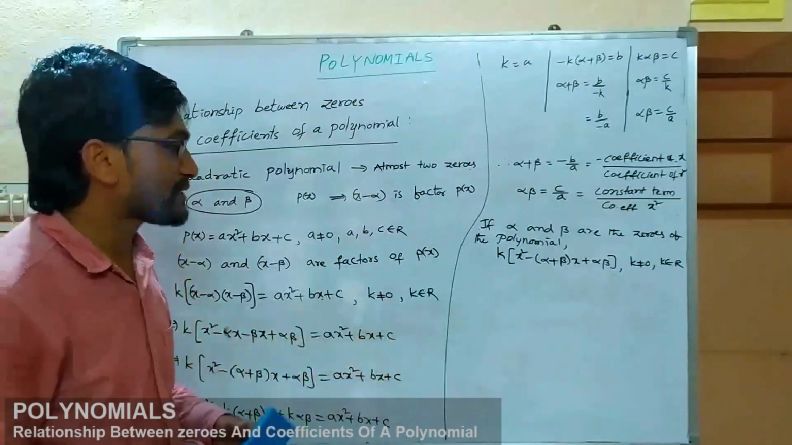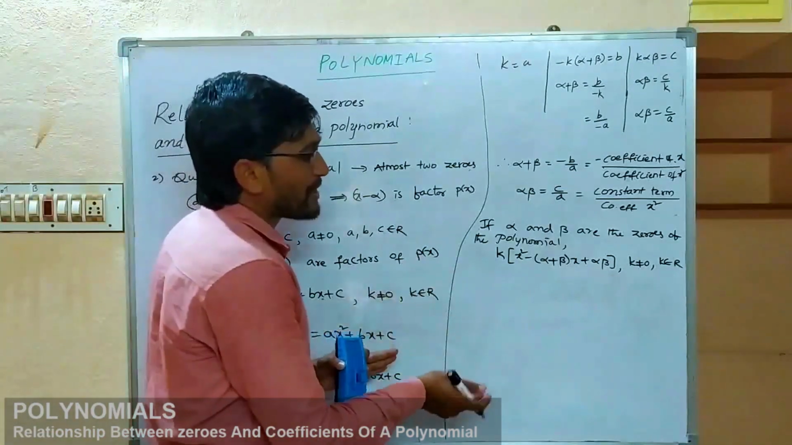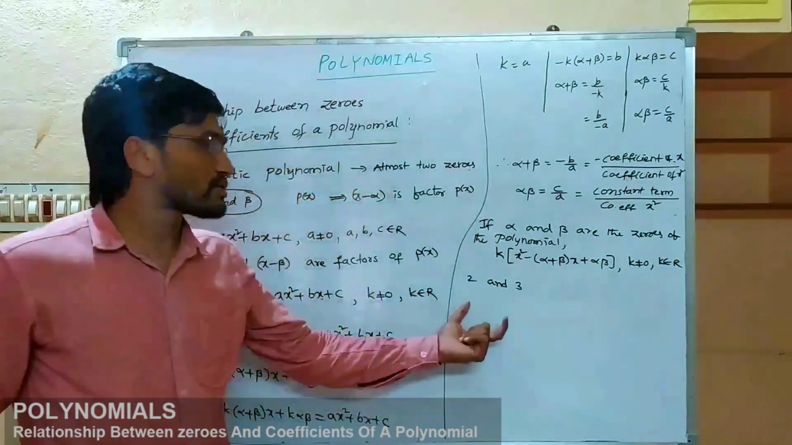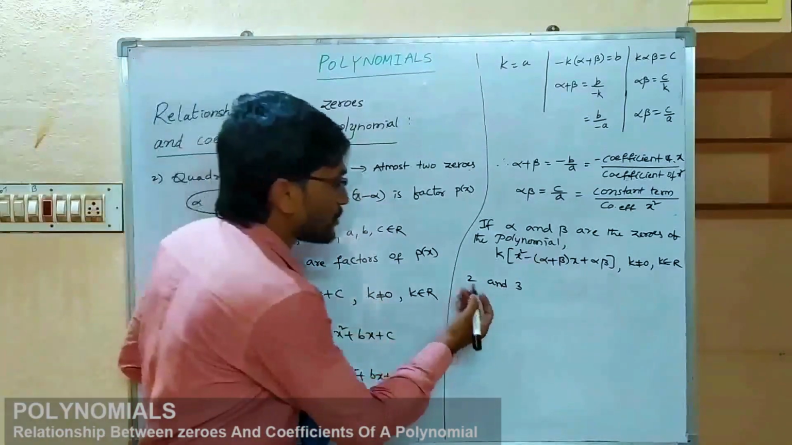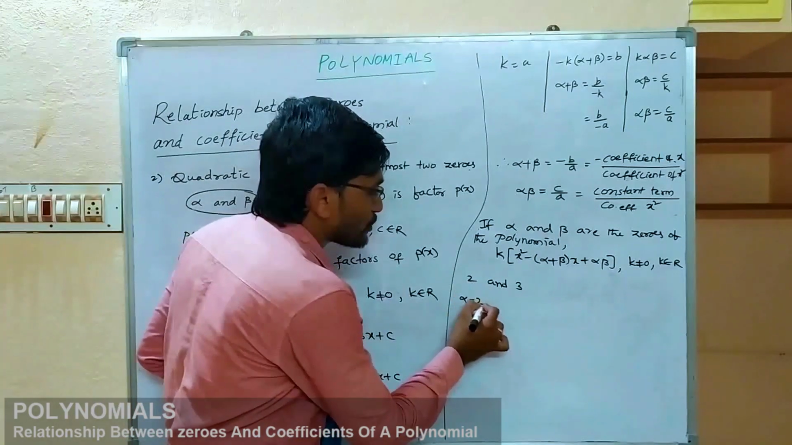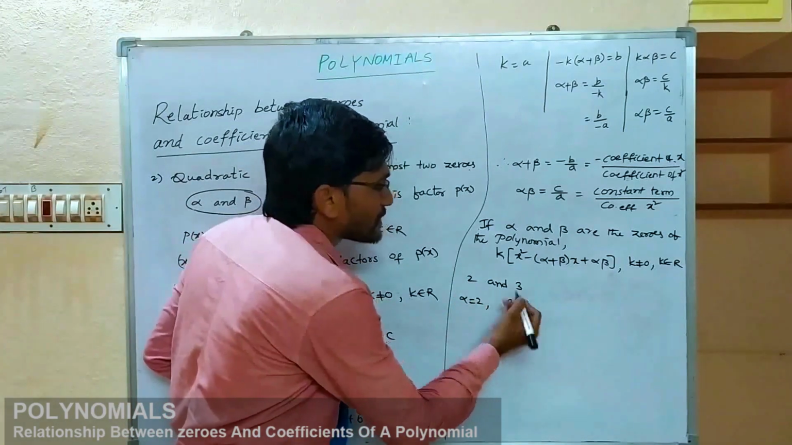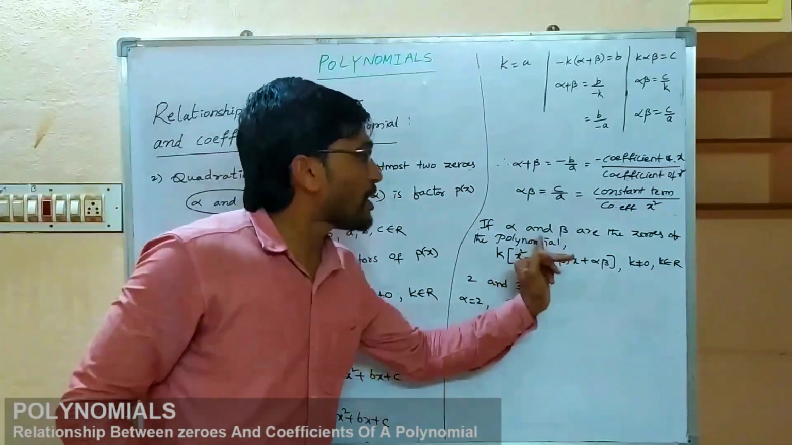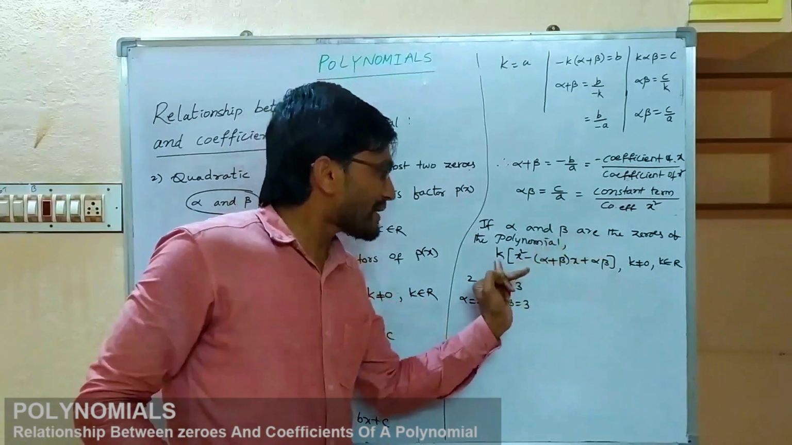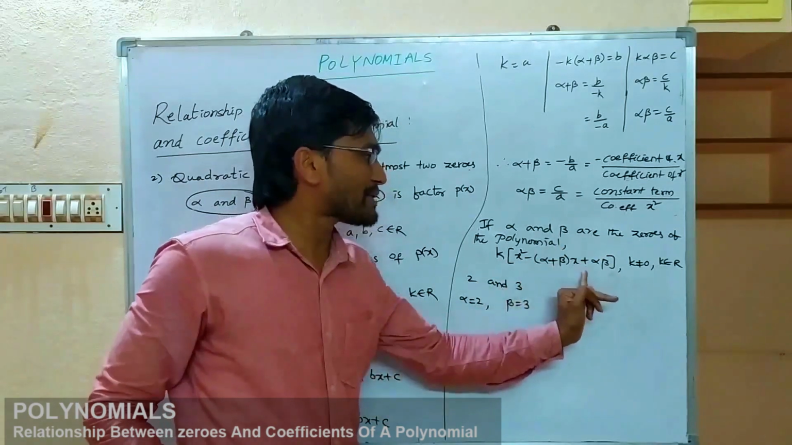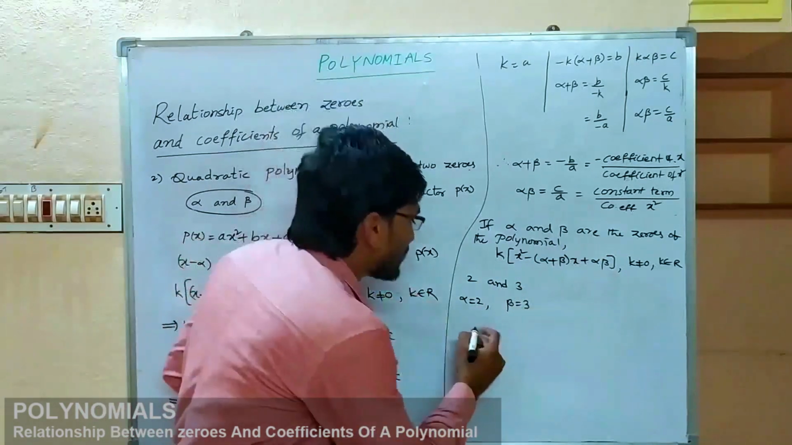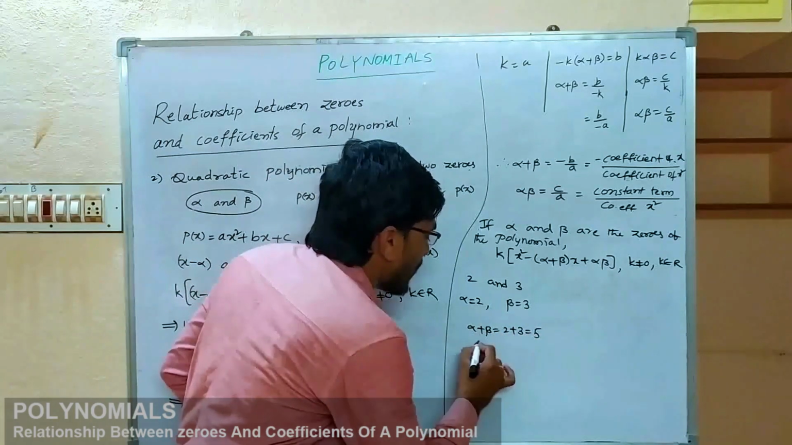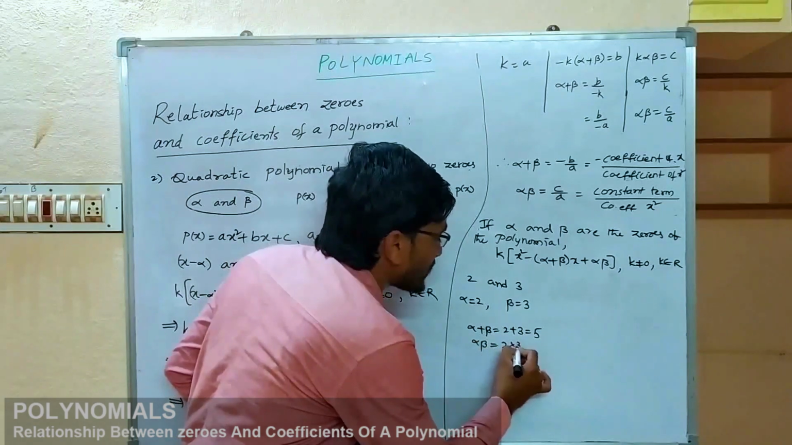If they ask a problem like this, find the quadratic polynomial whose zeros are 2 and 3. So let us consider alpha is equal to 2 and beta is equal to 3. Therefore, the quadratic polynomial whose zeros are alpha and beta is k into x square minus alpha plus beta into x plus alpha beta. So first find alpha plus beta: 2 plus 3 is equal to 5. Alpha beta: 2 into 3 is equal to 6.